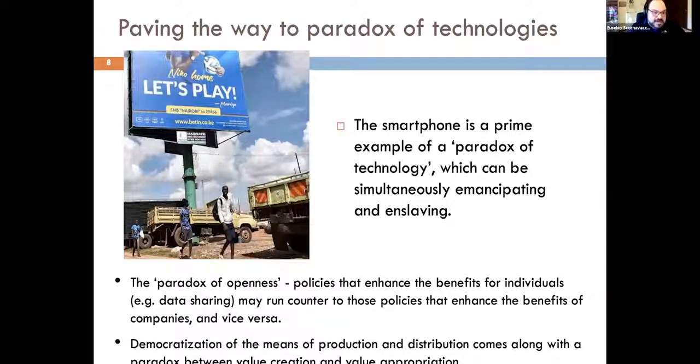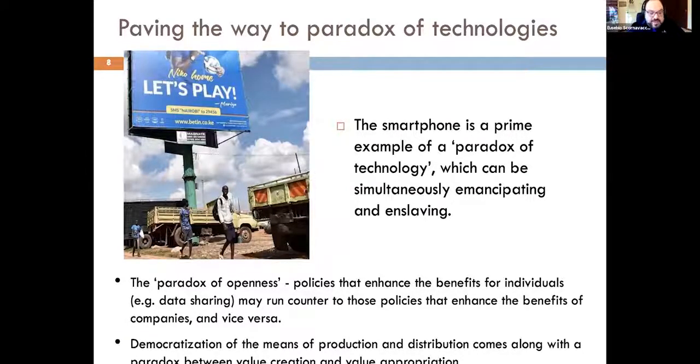For example, this one is in Kenya, where on the Champions League, they do a lot of gambling. It's actually considered an epidemic in the country. Young lads here are betting with their phones that were supposed to be used to get information. So you also have the paradox of openness. Some policies, for example data sharing, may enhance the benefits of the companies, but at the same time may go counter to the consumers or the users or the citizens that you're talking about. So there are tensions there.